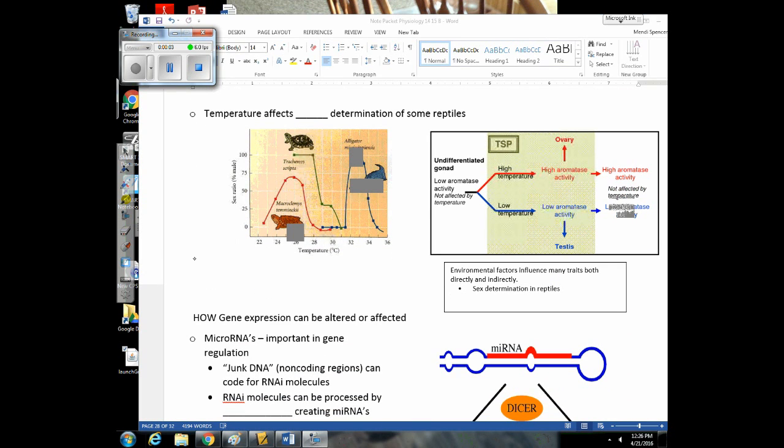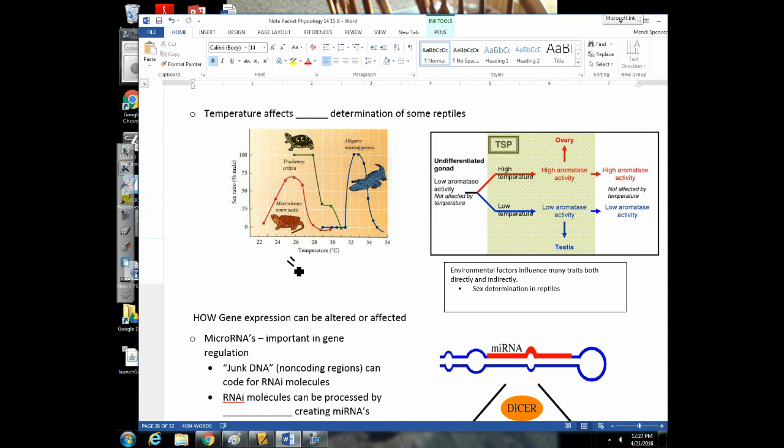Now on this next page, I wanted to give you an example about how the environment can alter gene expression. In this situation, we have a change in the environment, temperature is changing, and it's going to affect whether eggs will develop into female reptiles or male reptiles. Temperature affects sex determination of some reptiles. Make sure we can read diagrams like this. When we're looking at this species of turtle, if these eggs are incubated at a temperature between 26 and about 28, then all 100% of the eggs are going to hatch out and they're going to be males.